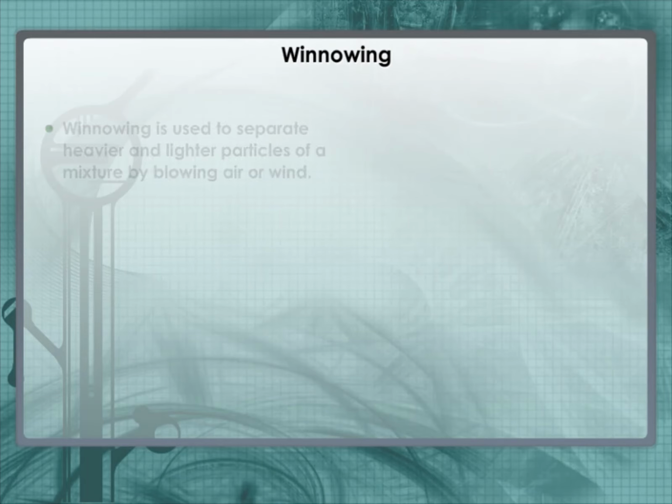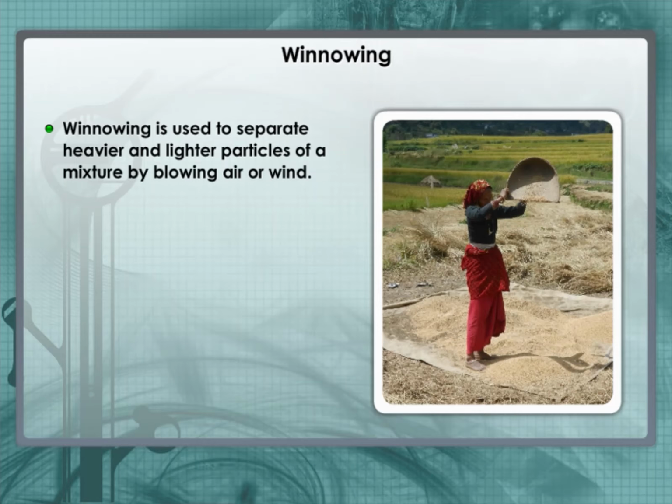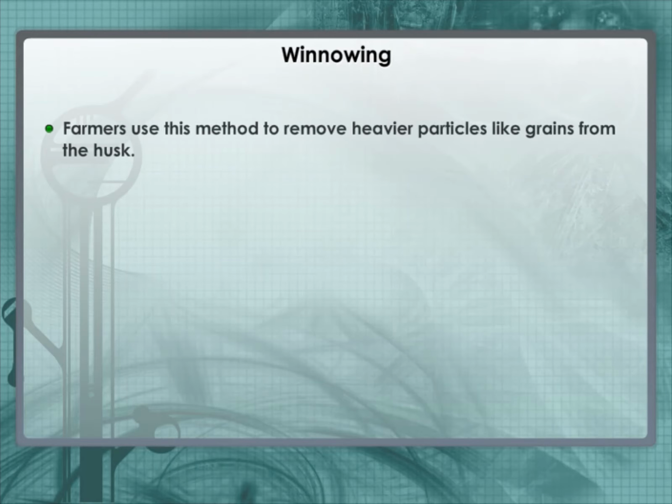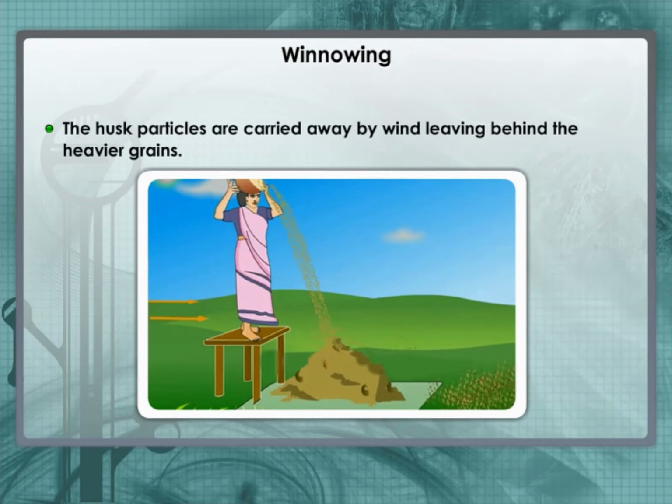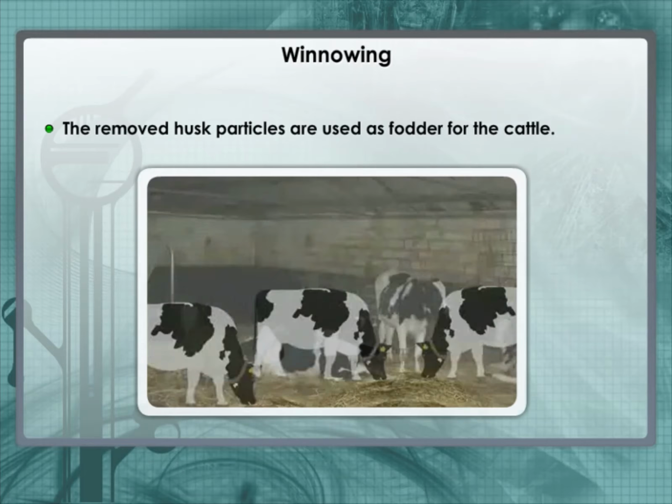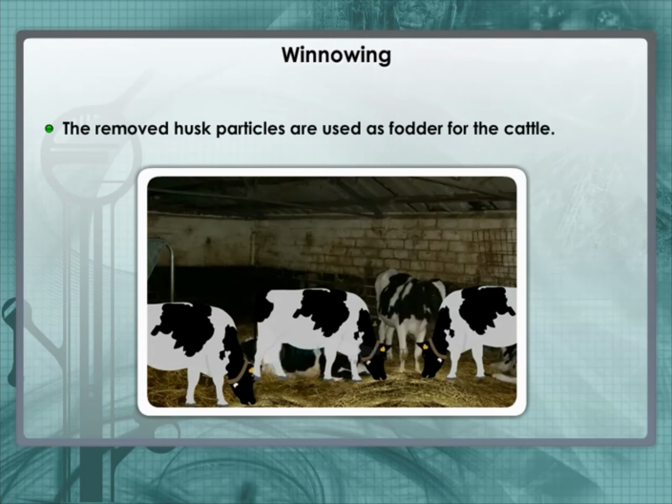Winnowing. Winnowing is used to separate heavier and lighter particles of a mixture by blowing air or wind. Farmers use this method to remove heavier particles like grains from the husk. The husk particles are carried away by wind, leaving behind the heavier grains. The removed husk particles are used as fodder for the cattle.